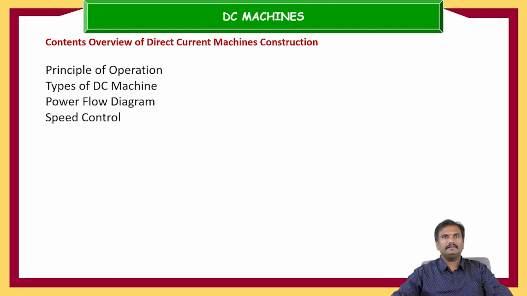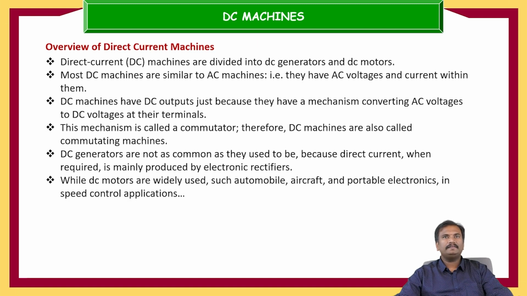So these are the contents we are going to have in the DC machines. The first is the principle of operation and construction and types of DC machine, power flow diagram and speed control.